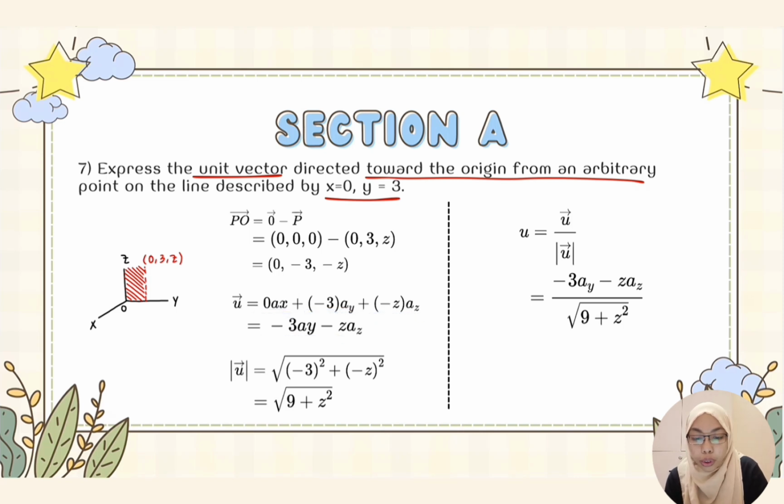Next, we need to calculate the magnitude of the vector, which is square root of negative 3 square plus negative z square. And we can get square root of 9 plus z square. We know that the unit vector formula is u equal to the vector divided by the magnitude of the vector. We have the value of the vector and also the magnitude. So, the answer that we can get is negative 3ay minus zaz divided by square root of 9 plus z square. And this is the answer.